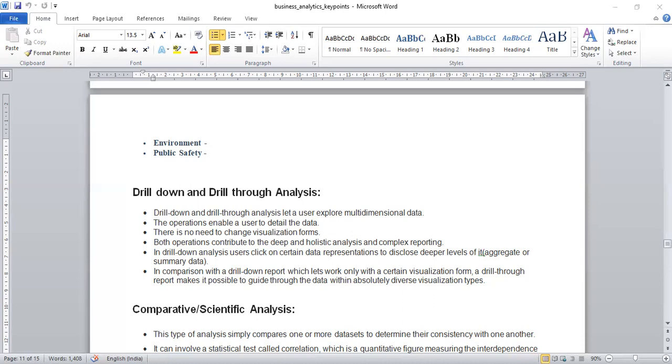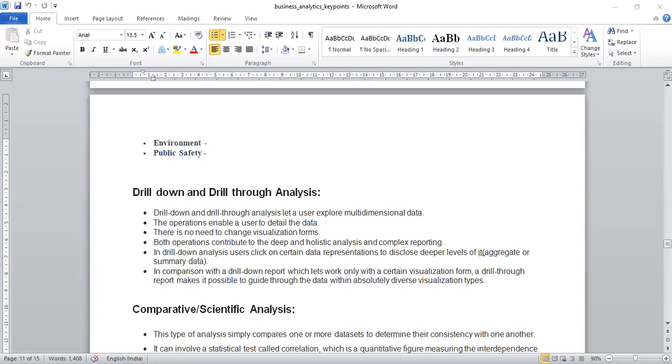Over a period of time the data may not remain the same, so you have to examine that also. Cognitive analytics tools include natural language processing, deep learning, NLP, rule based NLP, and open NLP. Now come to drill down and drill through analysis with examples.